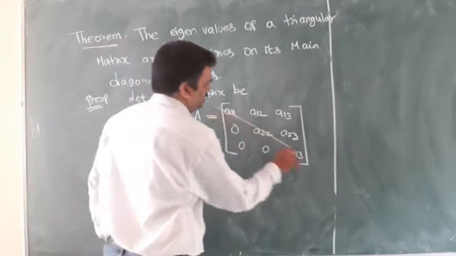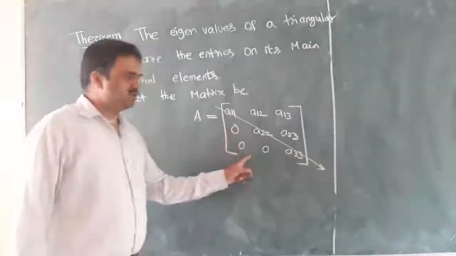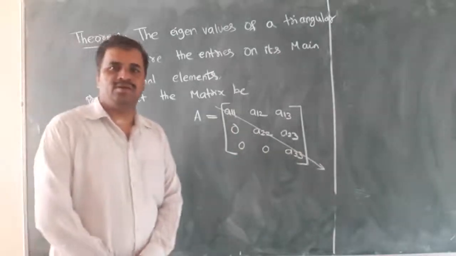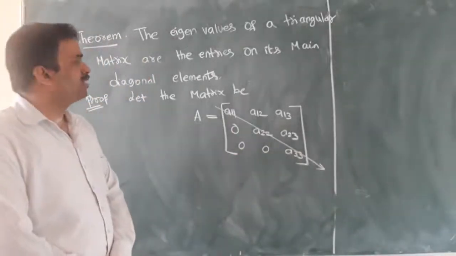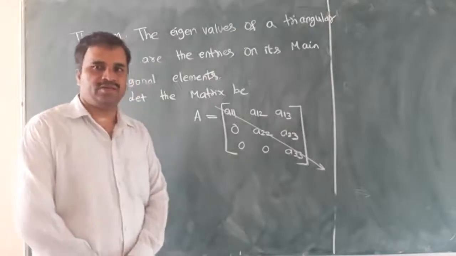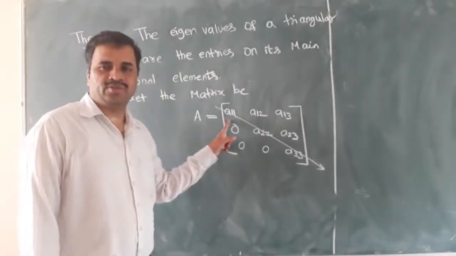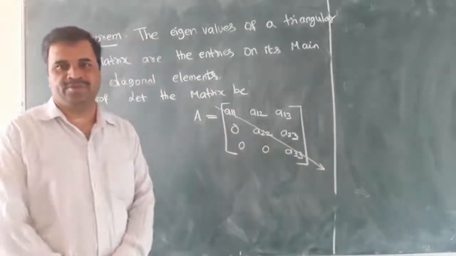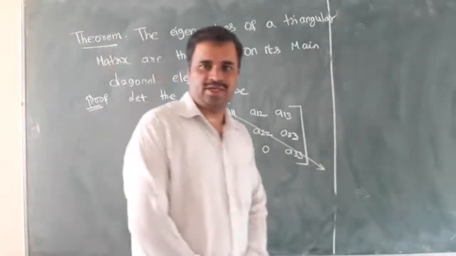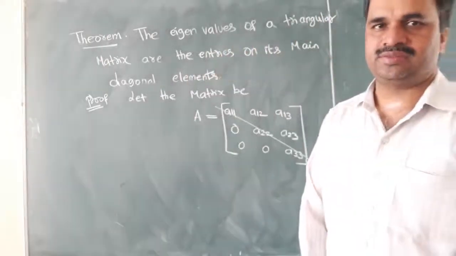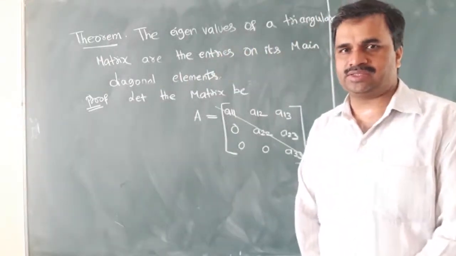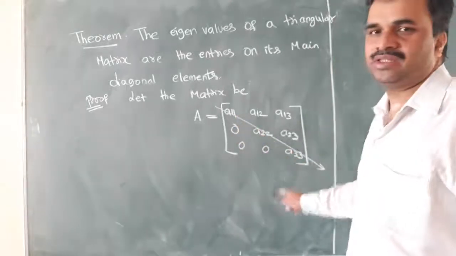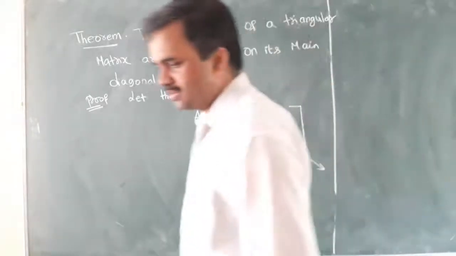Draw the diagonal line like this. These three elements are 0, which we have. So simply we have to prove that the eigenvalues, lambda values, are lambda equal to a11, a22 and a33. We have to prove the lambda values are the diagonal elements, nothing but a11, a22, a33.